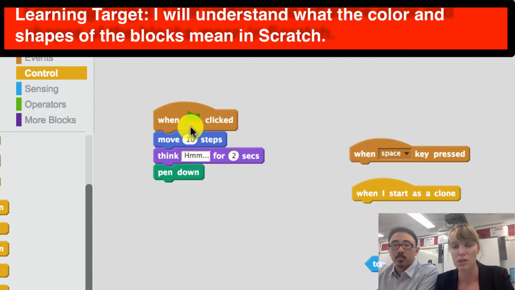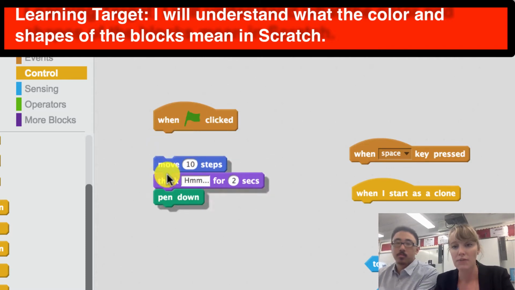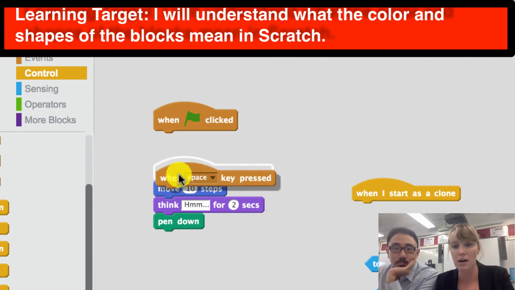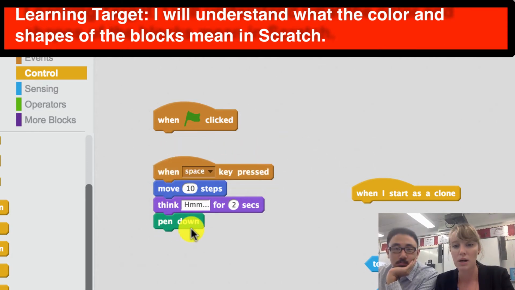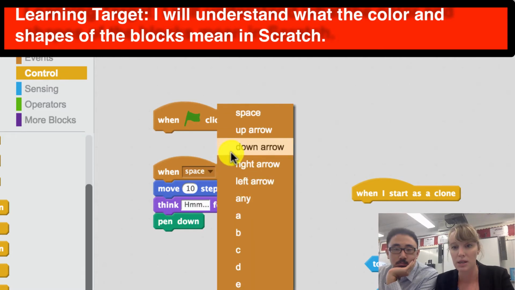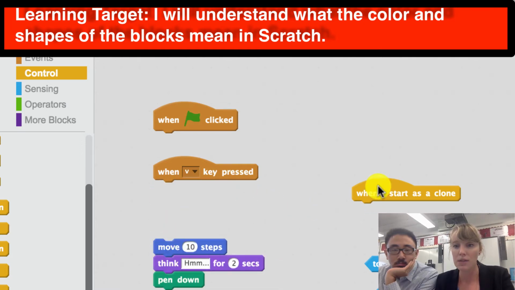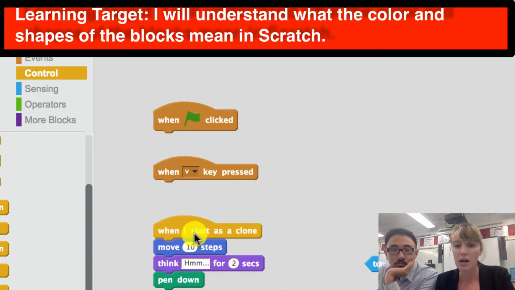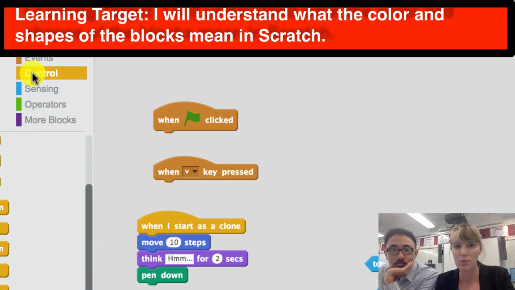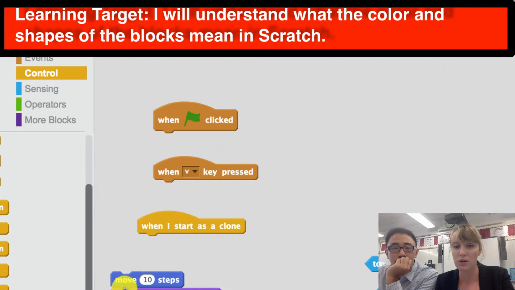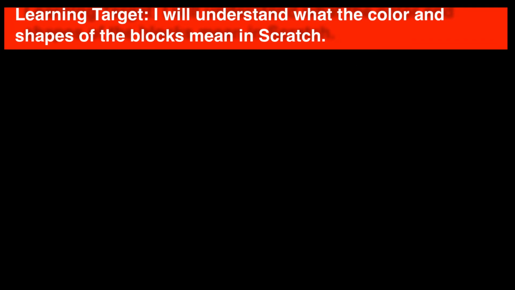So you'll see this one has a green flag. This one triggers the program when the space key is pressed. You'll notice that this one has many different options on it, so all the options that you see on the keyboard here. This one is triggered when a key is pressed. This one is in the control section right here, and it's triggered when a clone is started. So these are the type of blocks that are called trigger blocks, the ones with the rounded top.